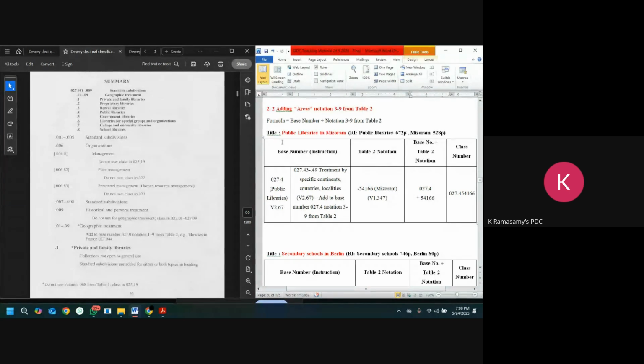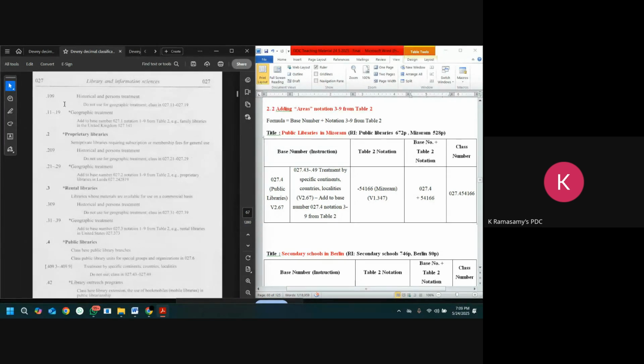For example, public libraries in Mizoram. What is the number for public libraries? 027.4. I got it from the relative index. What is the number for Mizoram? 5416. I got it from either Table 1, volume 1, or from the index. Now, I need to know whether there is any provision in 027.4 to add notation for areas. So I need to go to 027 to check it. I'm in 027. 027.4 stands for public libraries.